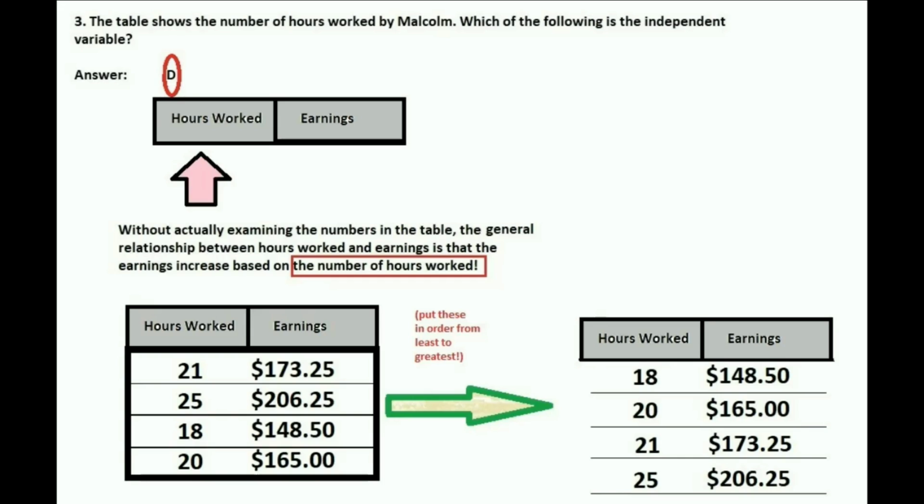It's a table with X and Y. If you wanted to, you might be able to figure out a function. We don't need to do that with this particular problem, but we know the independent variable, the X, is our hours worked, D.